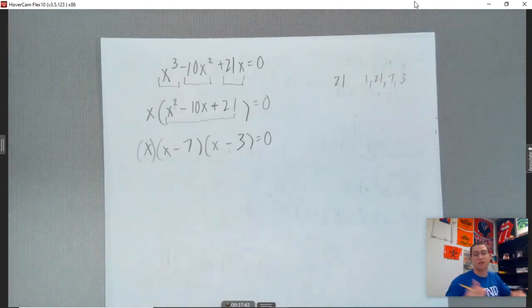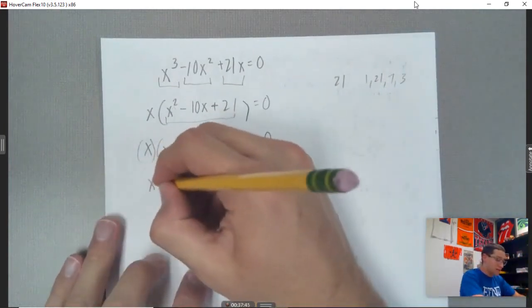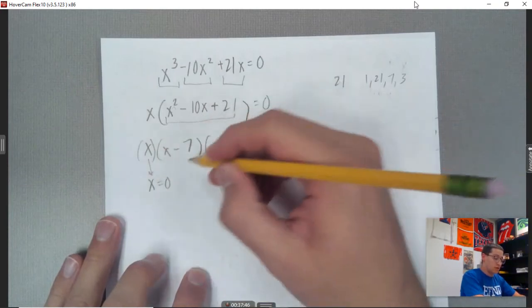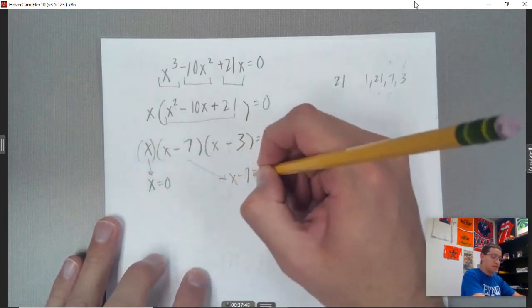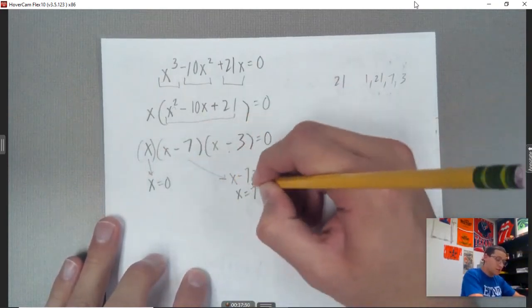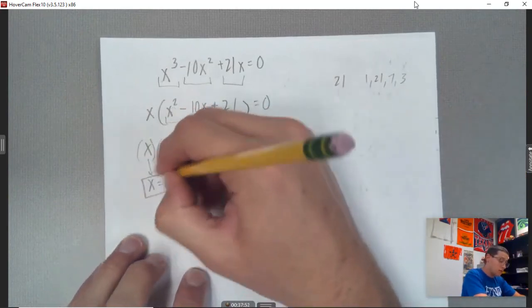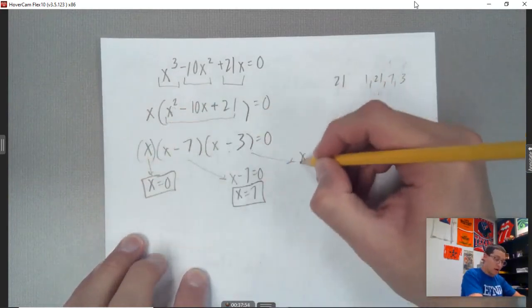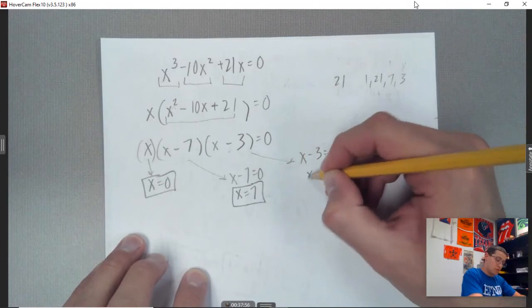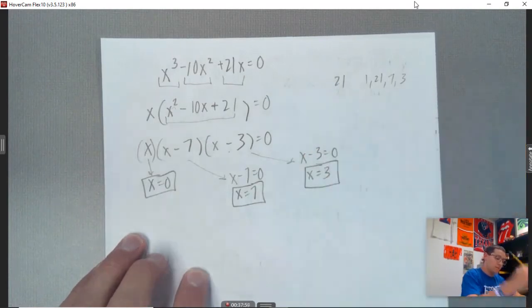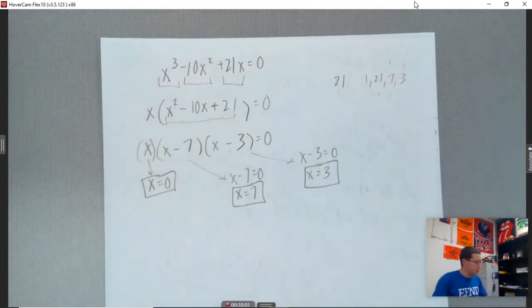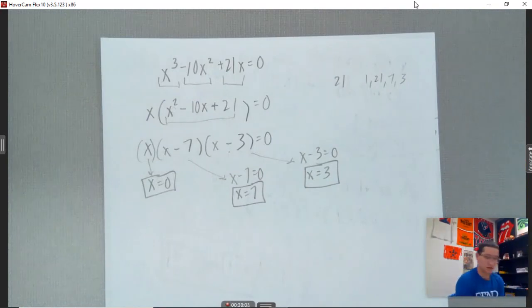Now we're splitting it into three parts. I've got x is 0, that's this one. Over here I've got x minus 7 is 0, therefore x is equal to 7. Over here I've got x minus 3 is equal to 0, so x is equal to 3. Now, just to tell you why, I don't want you to just follow me blindly. Why am I splitting it up and solving it like that?